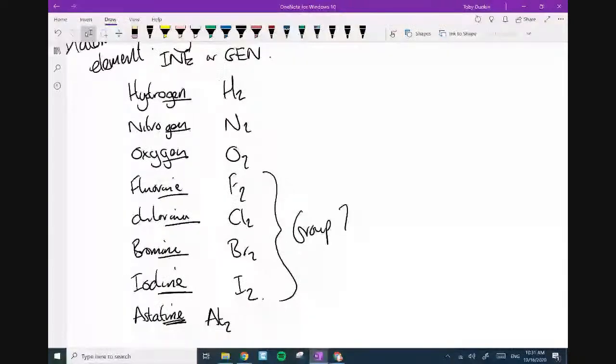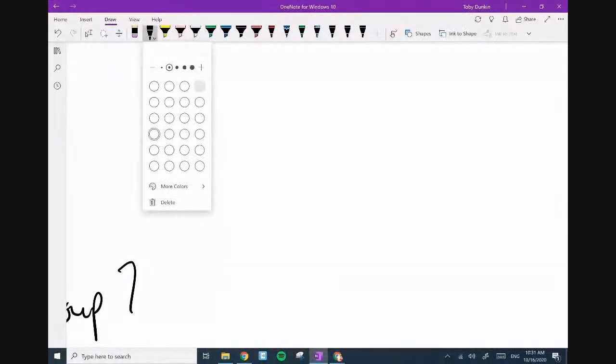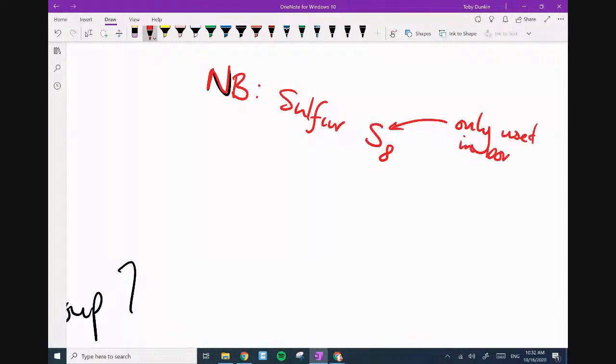I'm just going to add a nota bene at this point. The nota bene is there are other elements that travel in groups. Sulfur travels as S8, but this is only used in bonding questions. In an equation, you just put it in as S. The reason being is S8 is such a big number, it's going to make the equation way too large, so they just don't bother. But for bonding, you need to know that sulfur travels around in 8s.